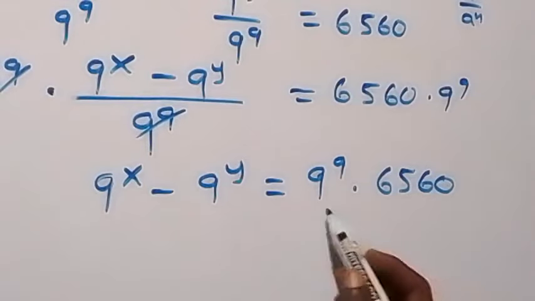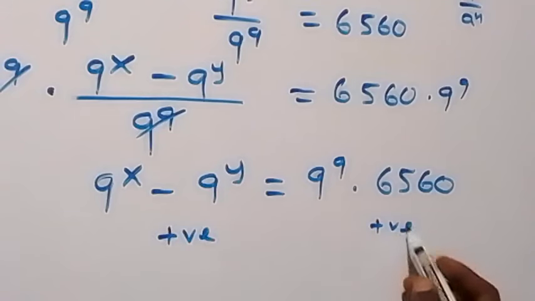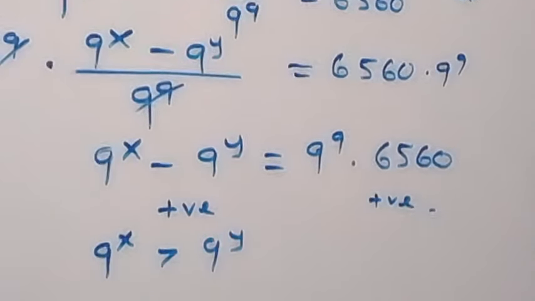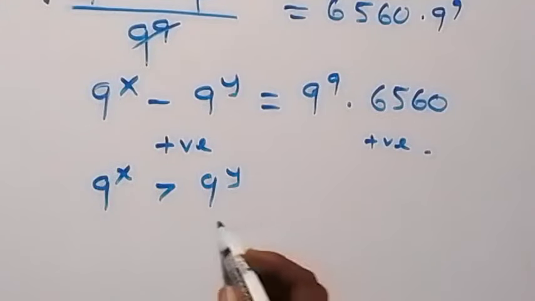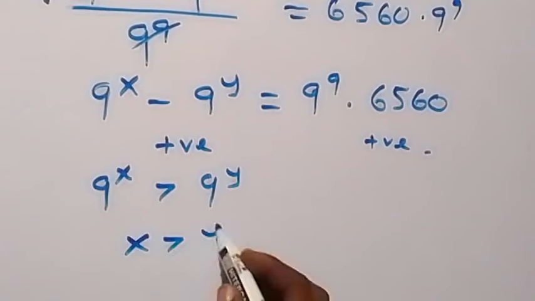Then, in the next step, if this is equal here, and this is a positive number, it implies that this also will be a positive number. Now this indicates that 9 raised to power x will be greater than 9 raised to power y for this to be positive, which also means that x has to be greater than y.